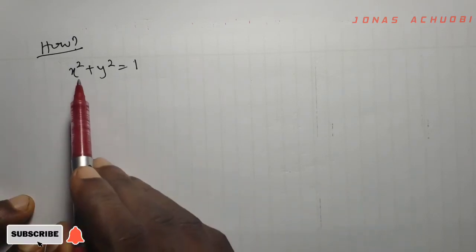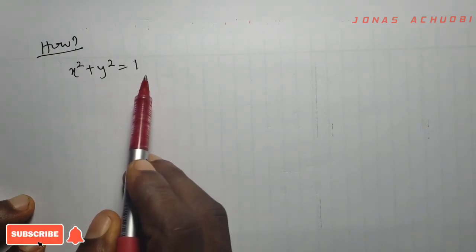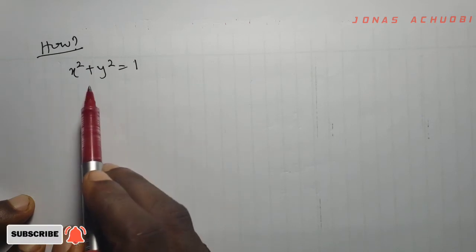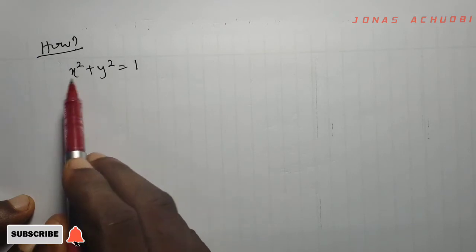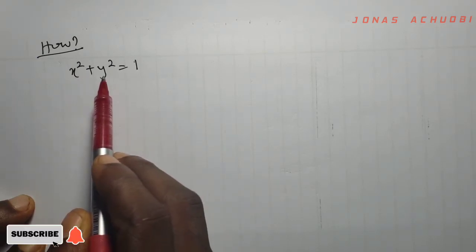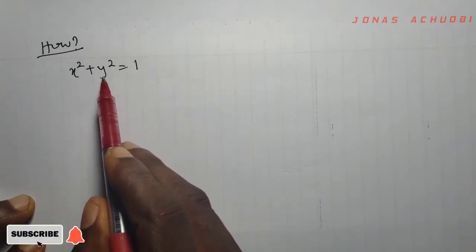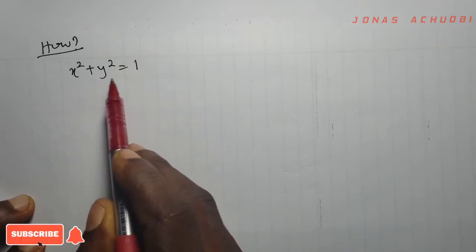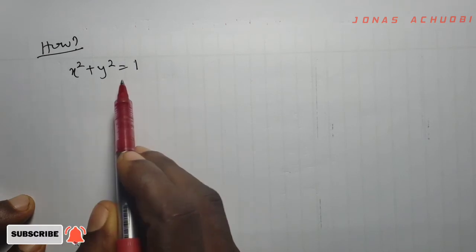For example, if we wish to differentiate x squared plus y squared equals 1, the first question is: is it obvious that the differentiation here has to be implicit? The answer is yes, because the function on the left-hand side contains x and y. In this case, of course, we can make y the subject of the equation because the function is a simple one, but we won't be doing that. We choose to differentiate the function implicitly.